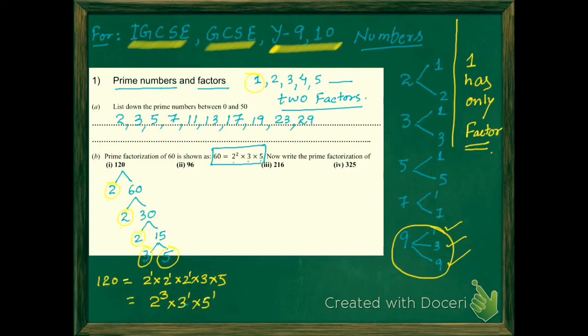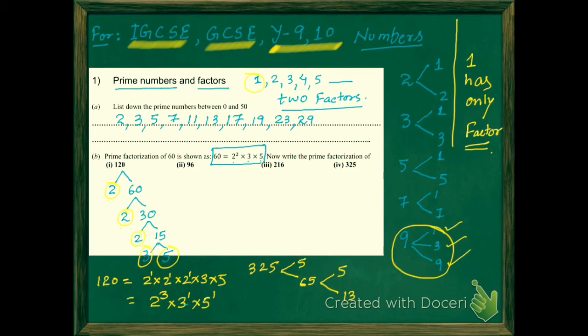Okay, I hope this will help you to know how to factorize all these numbers. If you want to try 325, you should start with 5, because the last digit is 5, so it is divisible by 5. So 5 times 65, and then again 5 times 13.